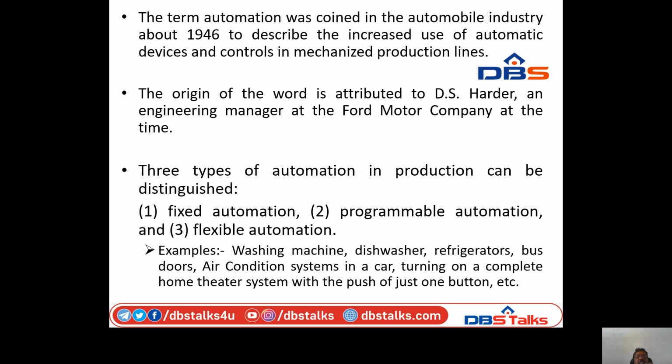Three types of automation in production can be distinguished: fixed automation, programmable automation, and flexible automation. Examples: washing machine, dishwasher, refrigerators, bus doors, air conditioning systems in a car, turning on a complete home theater system with a push of just one button, etc.